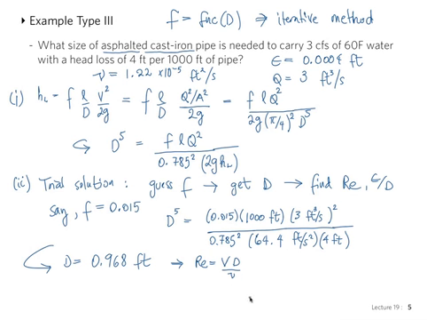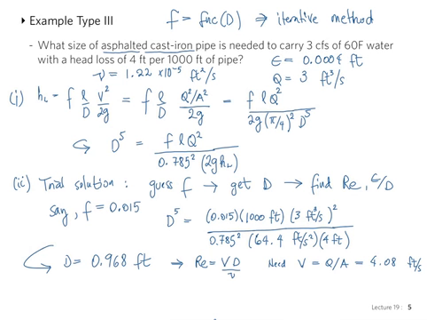Oh, but we need V. So this one is a little bit more cumbersome, isn't it? How do we get it? V equals Q divided by area. Q is 3 cubic feet per second. The area, we do have the diameter now, so divided by pi over 4 diameter squared. And the answer is 4.08 feet per second.